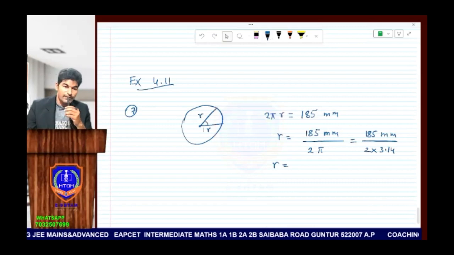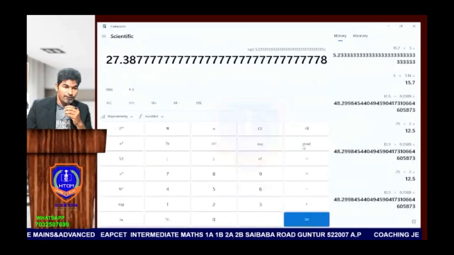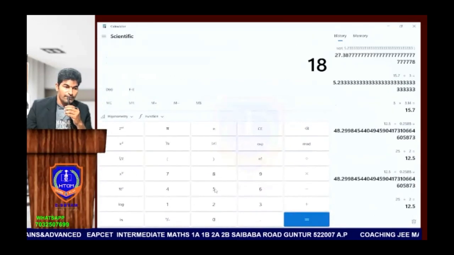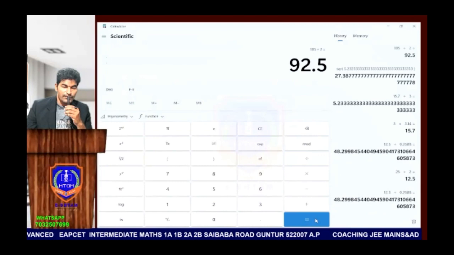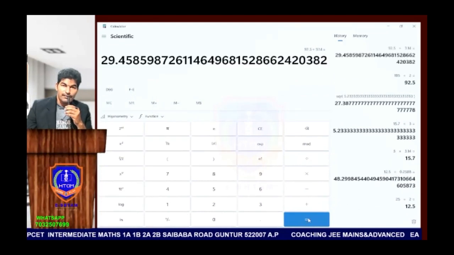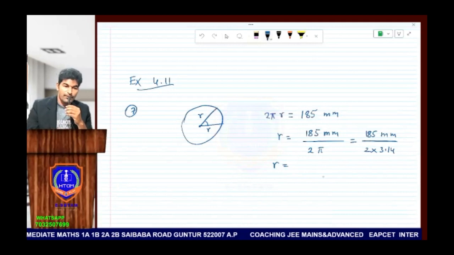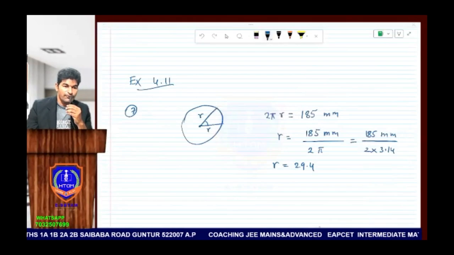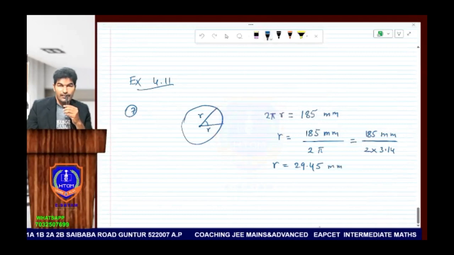So 185 divided by 2. First do it like this, okay? First divide 185 by 2. Observe here. How much is it? 92.5. Again, you have to divide this 92.5 by 3.14, because this value also exists in the denominator. So the value will be 29.4. Write down 29.4 and take up to another decimal: 29.45, and it will be in millimeters.